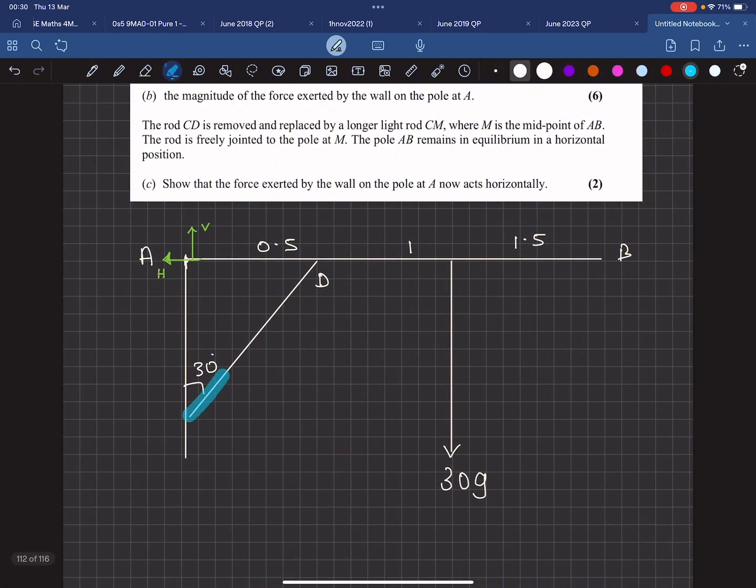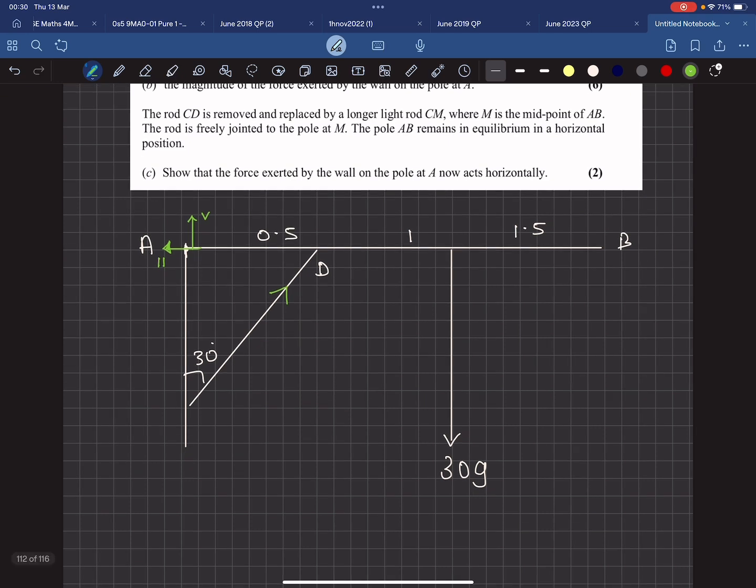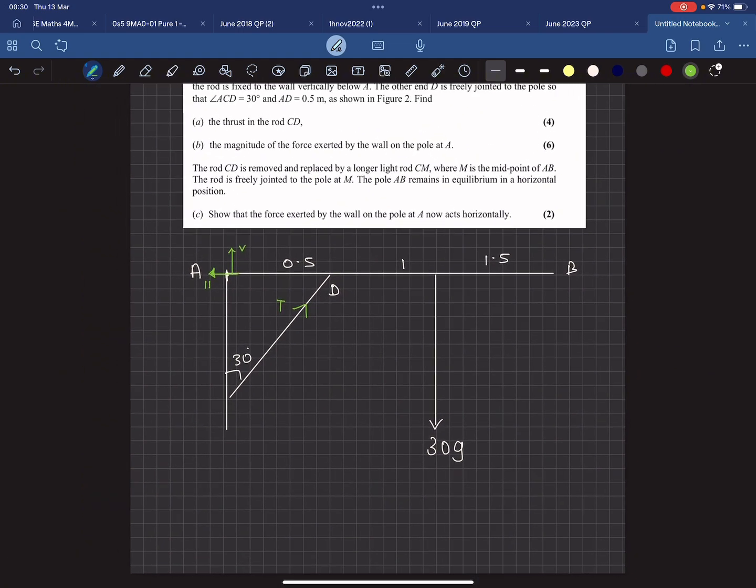Because it's a rod, that rod is going to push this rod to keep it upright. So therefore, that thrust is going to be in an upward direction. So that thrust is like an upward direction. And so that thrust is going to be like that. And that's all the forces that I can see in this question.